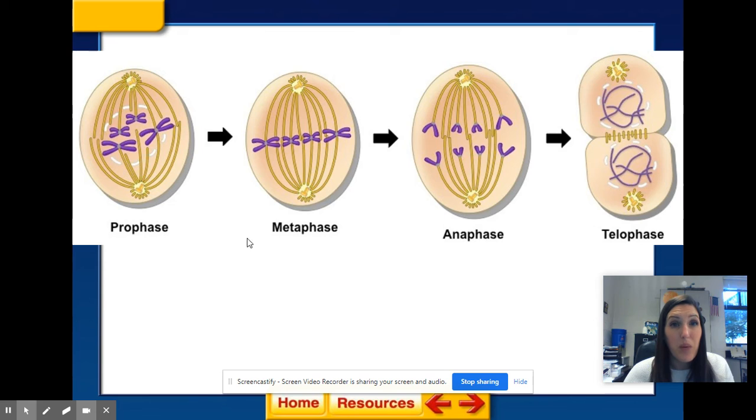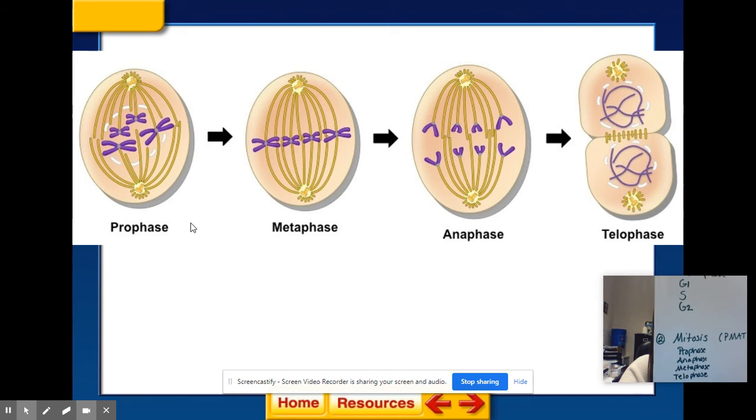Okay? All right, what I want you to know today is putting these in order. Prophase, metaphase, anaphase, and telophase. We call it PMAT. PMAT is mitosis. Mitosis is PMAT. All right, so there's mitosis. Mitosis is PMAT. PMAT is mitosis.